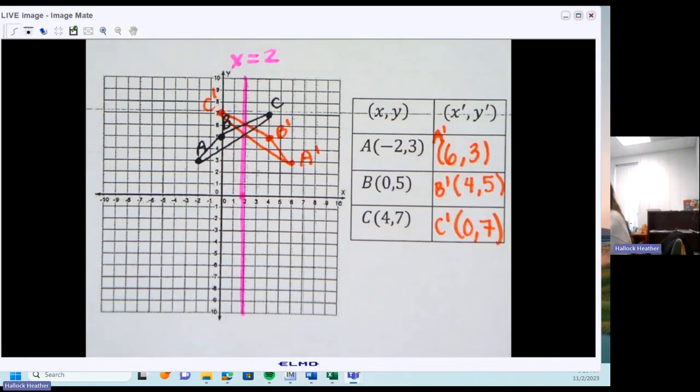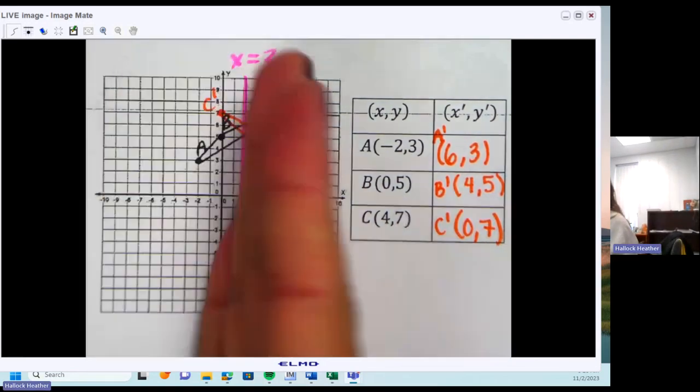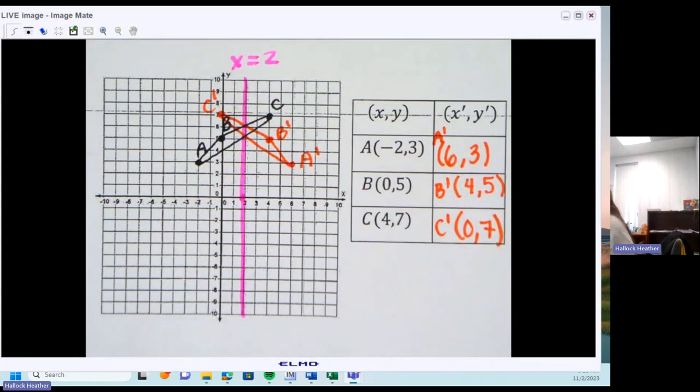Because if I folded my paper right there, this side would end up on this side. So now we're going to do the same thing, but instead of a vertical line, x equals 2, we're going to do y equals a number, which is a horizontal line. This is very easy. It's just a little time consuming and we're going kind of slow.